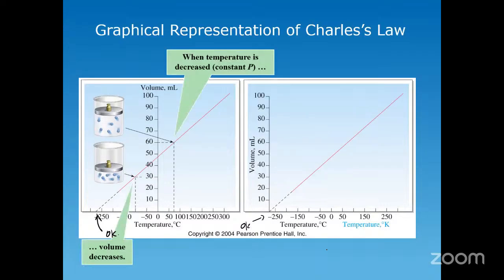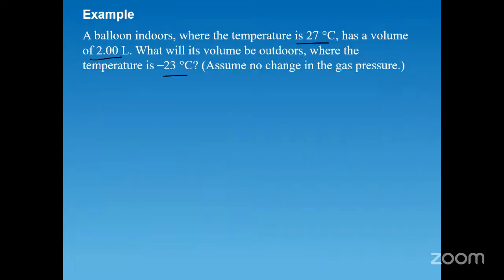The question says that the initial temperature is T1, which is 27 degrees Celsius, the final temperature is T2, which is minus 23 degrees Celsius, and the initial volume is V1. Remember, temperature must be expressed in Kelvin, so we need to convert the 27 to Kelvin, which is adding 273. According to my calculation, T1 is equal to 300 Kelvin, and in the case of T2, that is 273 minus 23, which gives 250 Kelvin.